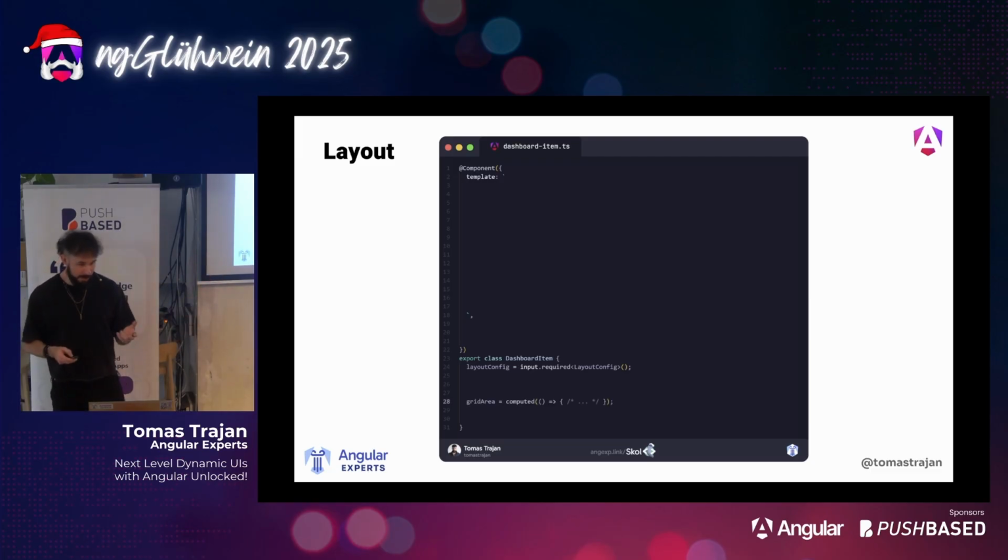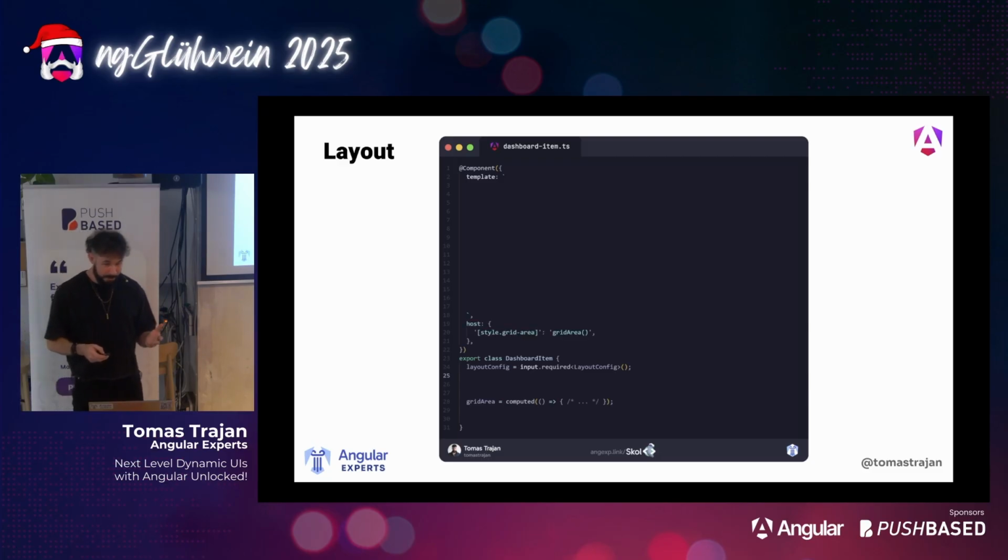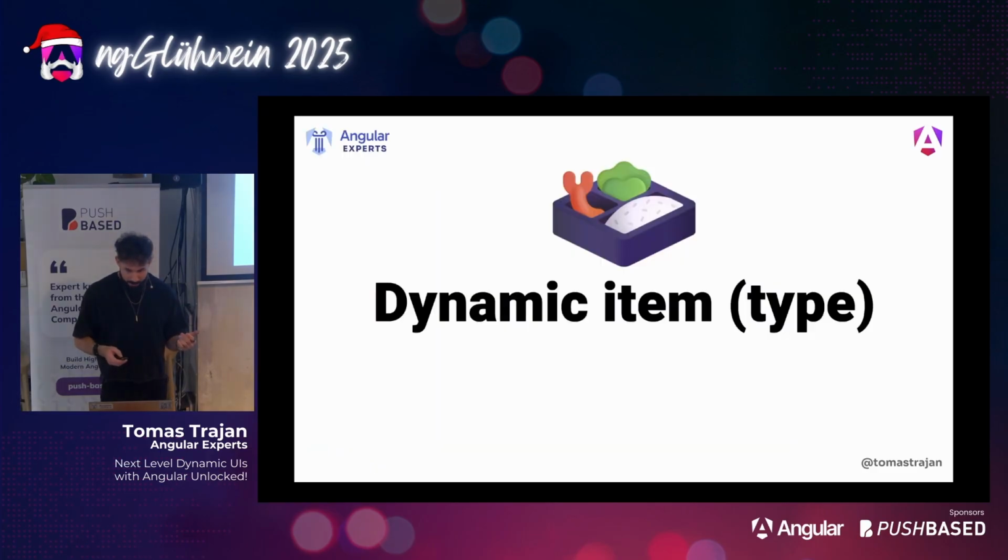And nowadays with signals, maybe we calculate some kind of grid area, and we will bind it to the host, and the layouting is solved. Of course, it's a simplified version, but it can be something like this. So, and now onto the dynamic item, right?